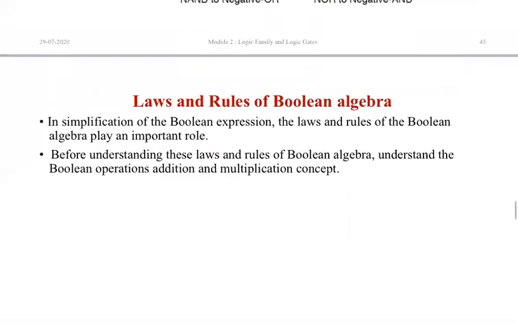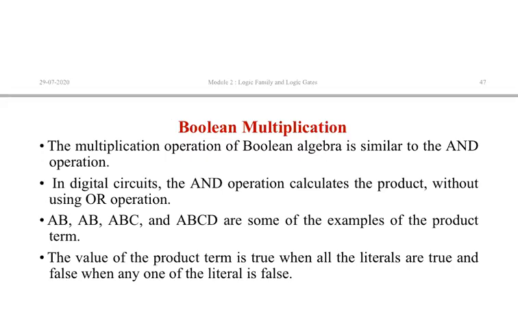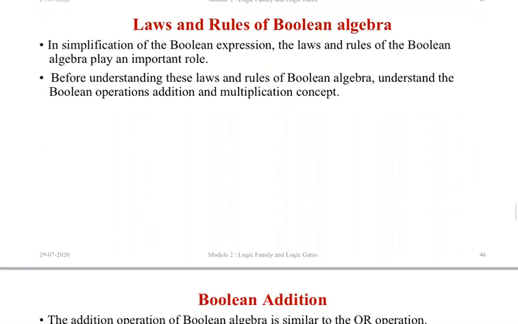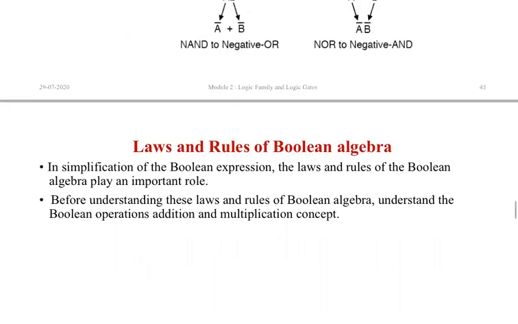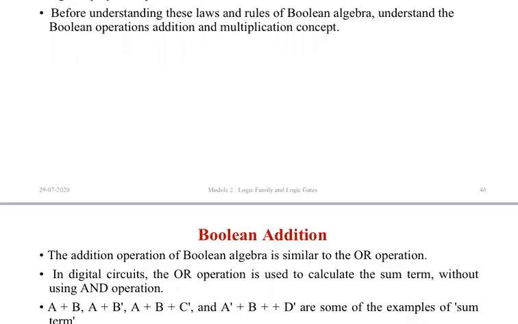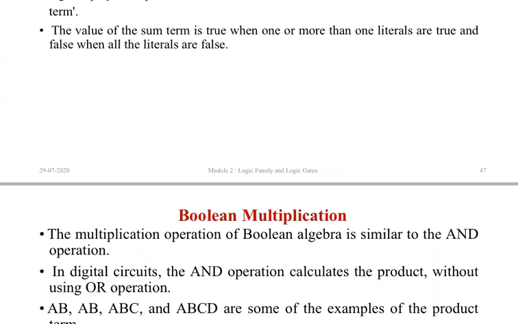Okay, laws of Boolean algebra. Let us see. These were the various laws, some laws and rules of Boolean algebra. Total 10 laws, and then some more rules are there. We will not go much into these. These are again the commutative law.